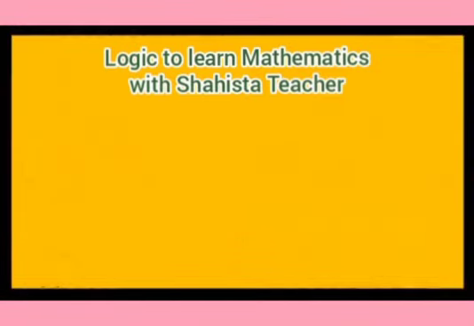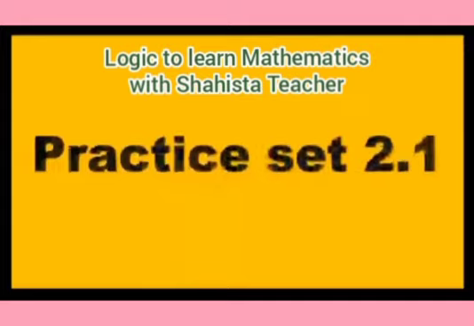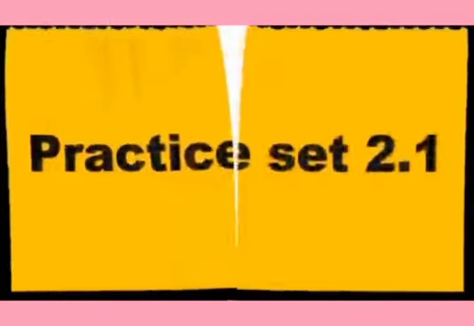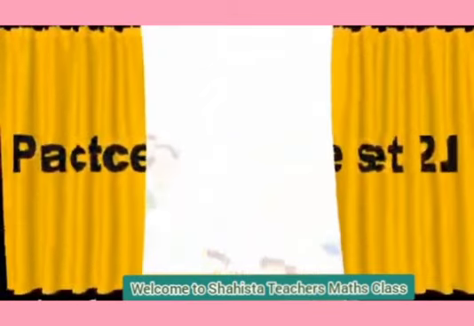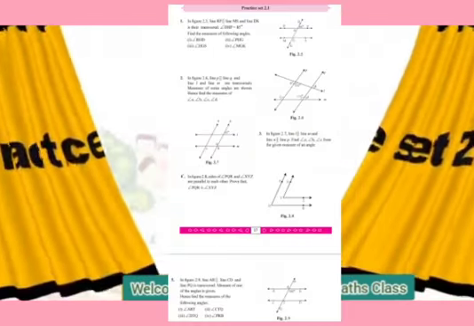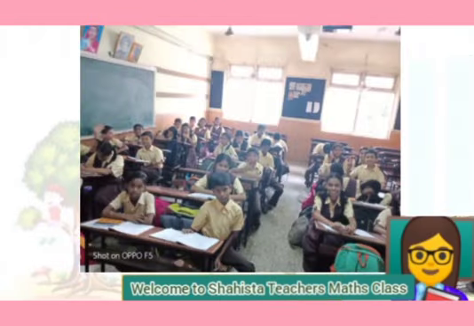Welcome back. Students, in the previous class you studied the introduction to parallel lines, and the direct and indirect theorem. Today I am going to teach you practice set 2.1. Are you all ready to solve practice set 2.1? Okay, now open your textbook to page number 17. Page number 17 has 5 sub questions. Let's solve all these 5 questions one by one.